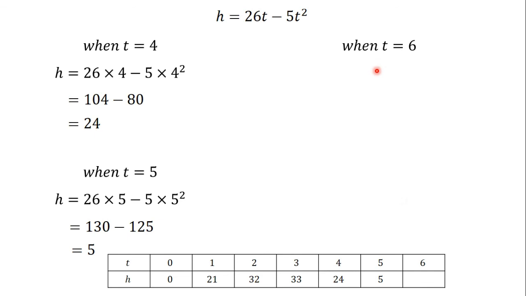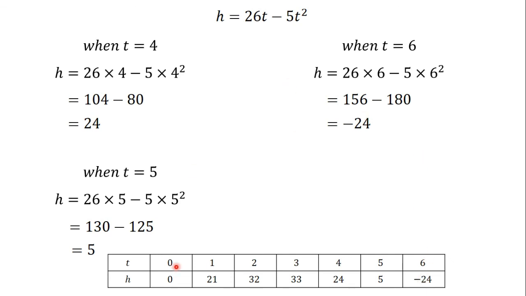The last t value in the table is 6. When t is equal to 6, h will be equal to 26 times 6 minus 5 times 6 squared. And this will give us 156 minus 180. 156 minus 180 is minus 24. So when t is equal to 6, h is equal to minus 24.